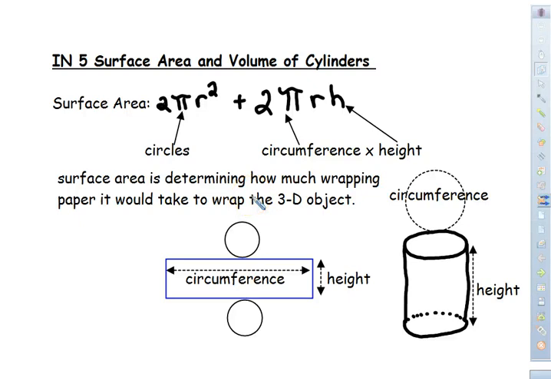Well, good evening. It is IN5, surface area and volume of cylinders. So we're going to have to find surface area and volume, both of those on this object, as we did earlier this week, yesterday, finding volume and also surface area. It's applying it now to the cylinder, kind of like a soup can, is what we're trying to find the volume and surface area of.